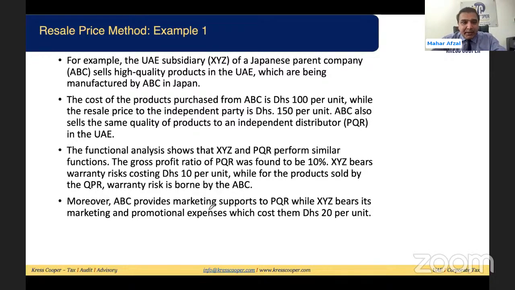in the UAE market. The functional analysis shows that XYZ and PQR perform similar functions. The gross profit ratio of PQR was found to be 10%. Keep in mind, PQR is not a related party of ABC. PQR is buying the goods from a third party, selling into the market, and making a margin of 10%.